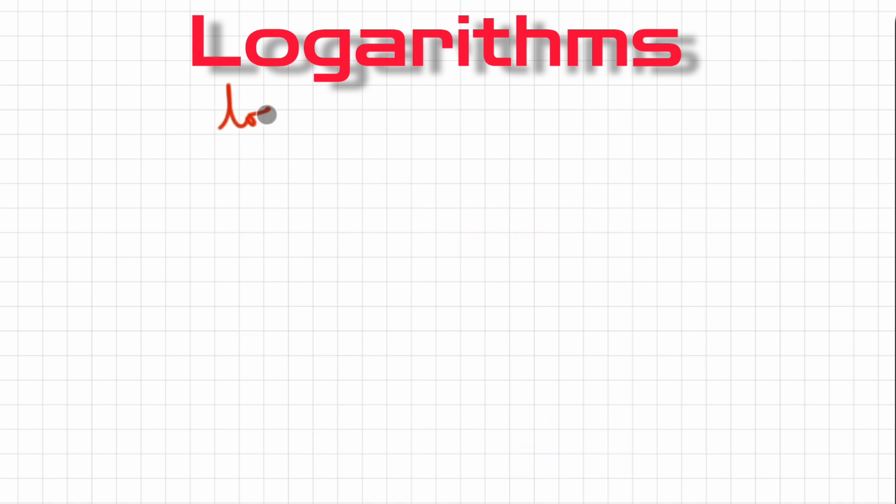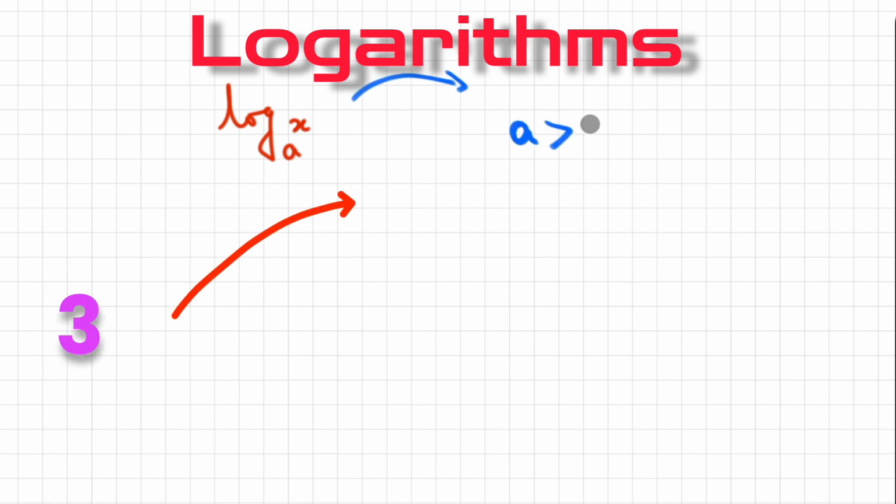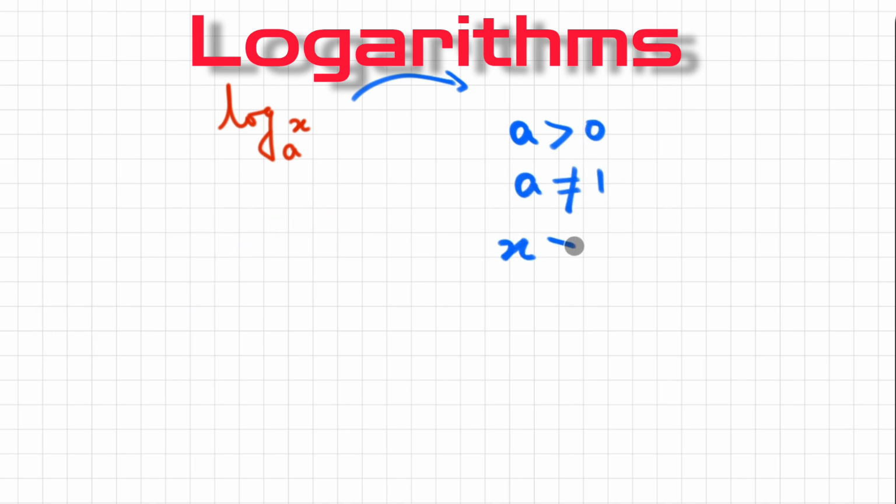Okay. Now come to third rule. What is in third rule? If we have log x of the base a, in this condition, a is always greater than 0 and a cannot be 1. And x is always greater than 0, x cannot be a negative number.